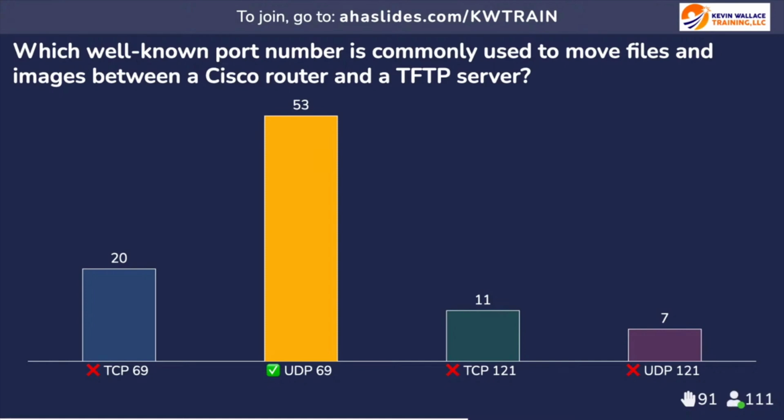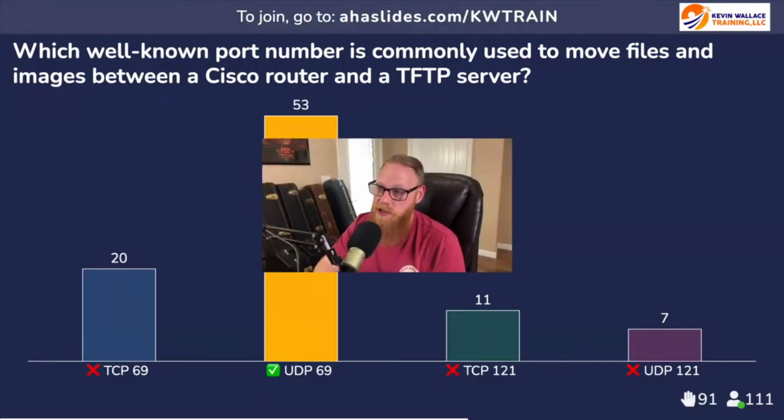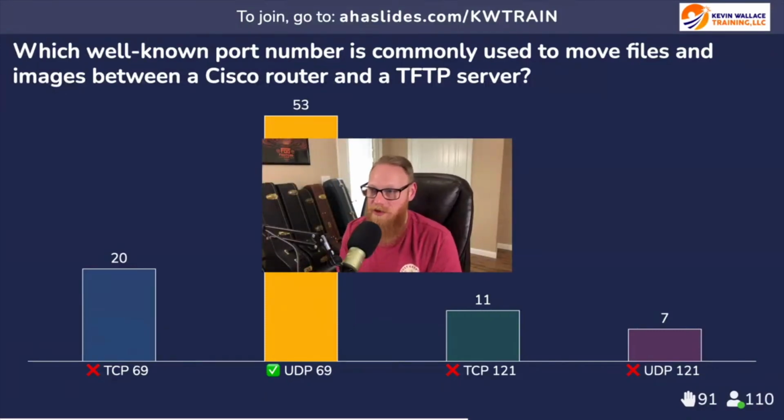TFTP, which is the Trivial File Transfer Protocol, is a standard that we use for transferring files. And this protocol uses UDP communication over well-known port 69, as opposed to something like FTP, which would use TCP for communication over well-known port 21. So the UDP communication used with TFTP, of course, makes this a faster method, but it also means that it's a less secure method.